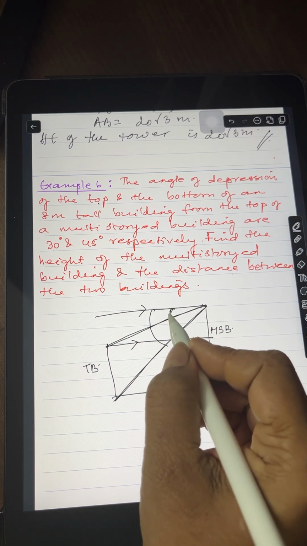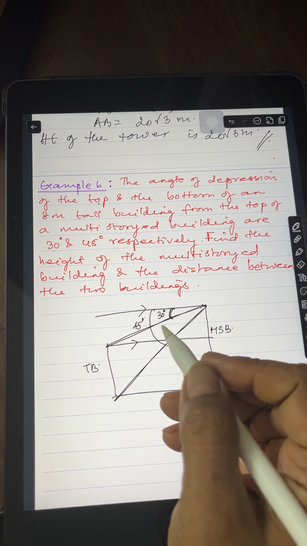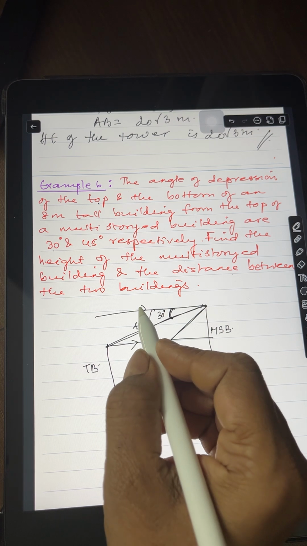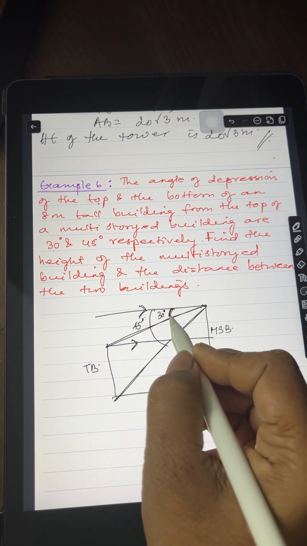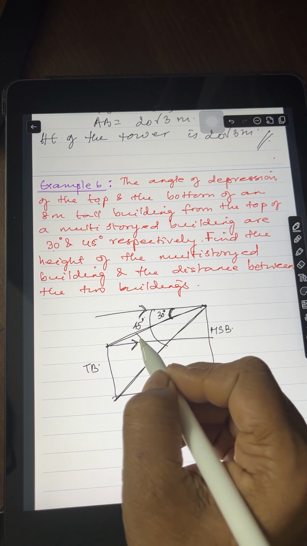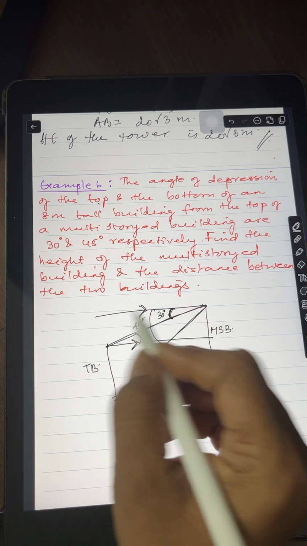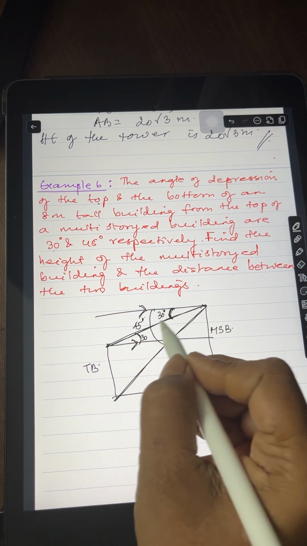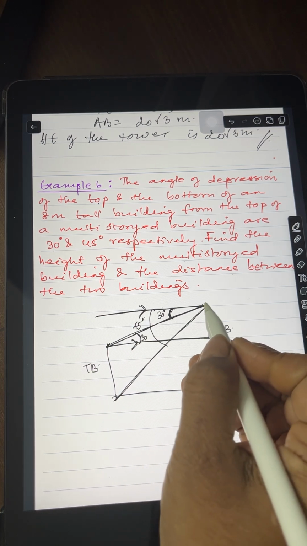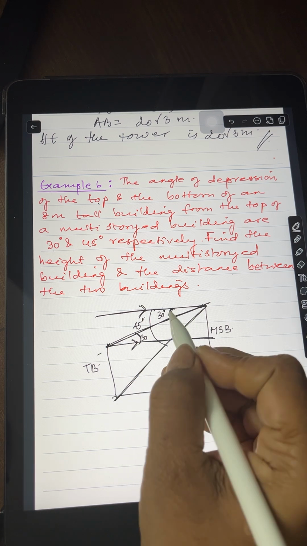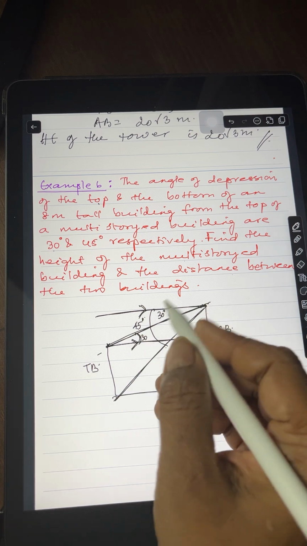So what is given? One angle is 30 degree and the other is 45 degree. Now you see these two are parallel lines. So this is 30. Which will be the 30 alternate angle? This angle will be 30, because these two are parallel lines and you take this as the transversal. You get this and this as equal alternate angles. So this is 30.